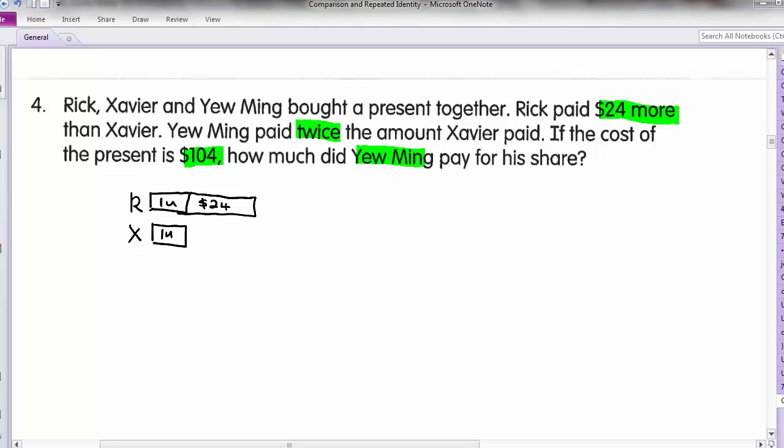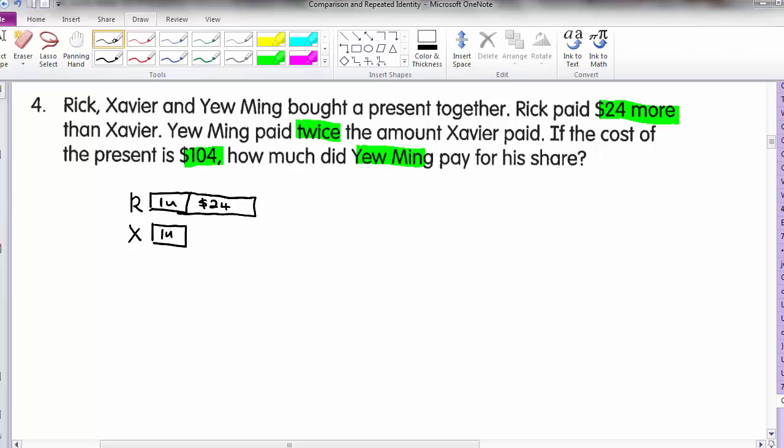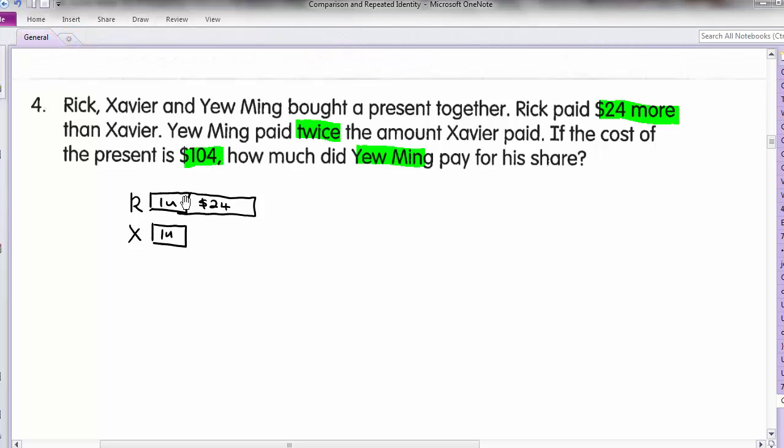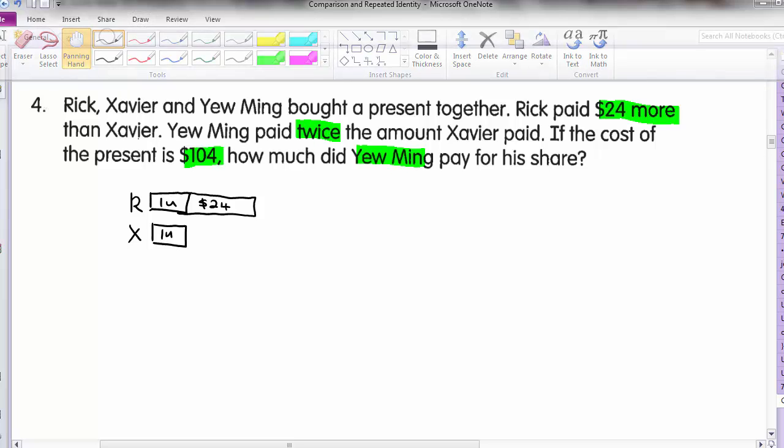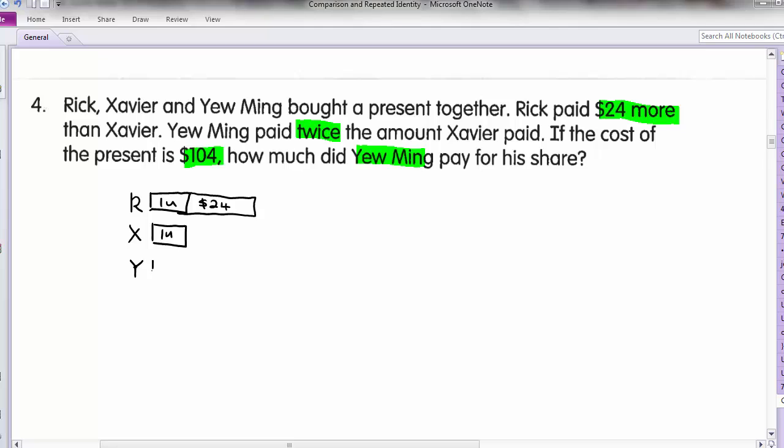Now it doesn't matter whether you draw this bigger than the 1 unit or smaller, so long as they are not the same size. Now then Yumin paid twice the amount that Xavier paid. So which means, because Xavier is 1 unit, Yumin will be 2 units. Alright, this is much more straightforward. So 104 is the total. So again, let me get rid of my extra 24, and that will give me $80.